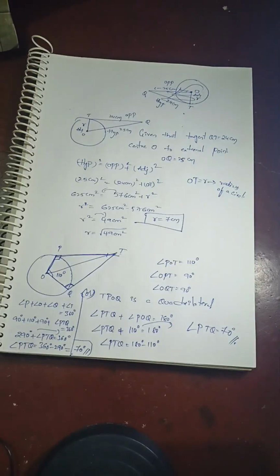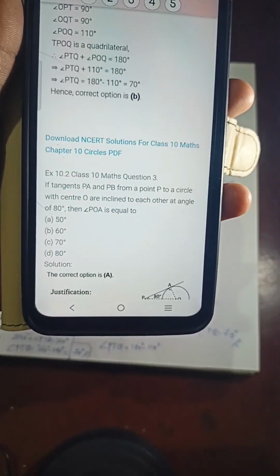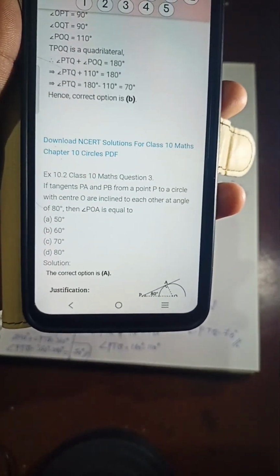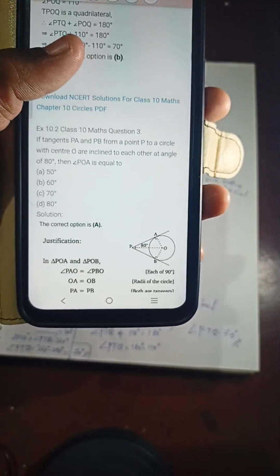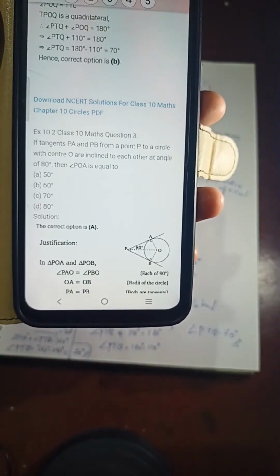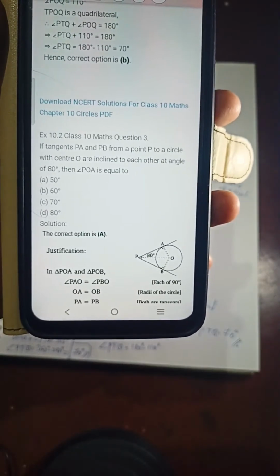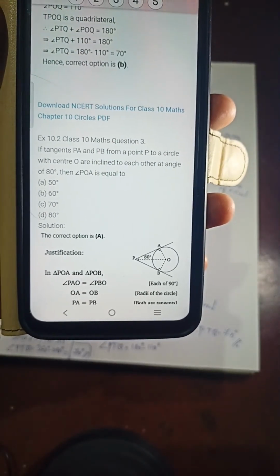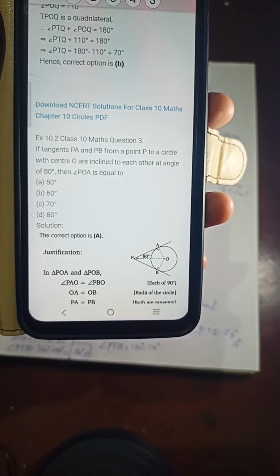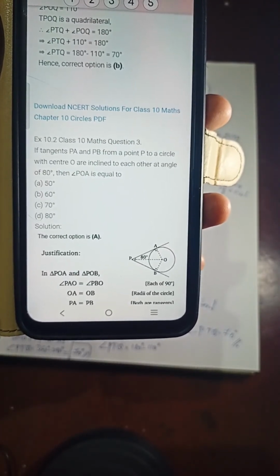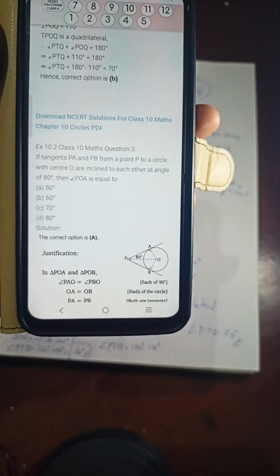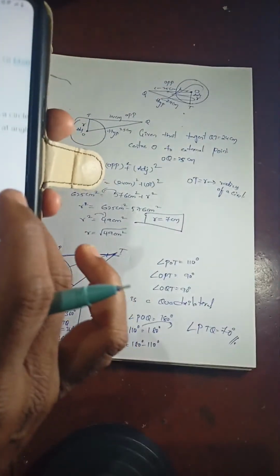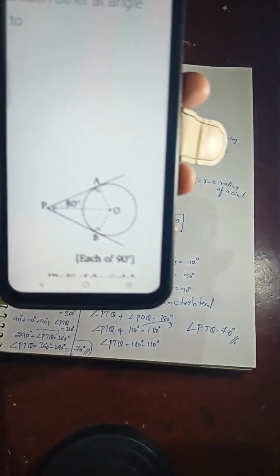Now see the next question. See the next question, everyone. If tangents PA and PB, now see the diagram here. The tangents PA and PB from a point P to the circle with center O are inclined at each other at an angle of 80 degrees. We have to find out angle POA is equal to how much. Now see the figure carefully, everyone. This is the figure.